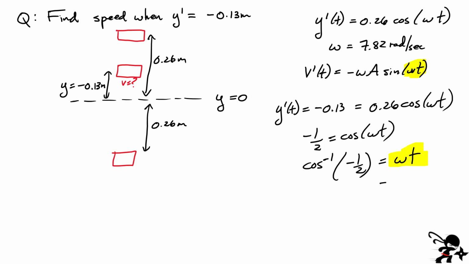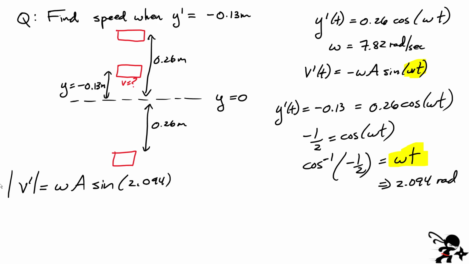This value right here, you can calculate this. Omega times t is going to give me something in radians. This gives me 2.094 radians. Okay, that's what that term is. So now you go ahead and substitute that into this equation here. And we're going to get that v. Again, if I'm just worried about the absolute value, forget about that negative sign. It's going to be omega A, then sine of this value, sine of 2.094 radians. We substitute, we had 7.82 for the angular frequency here.